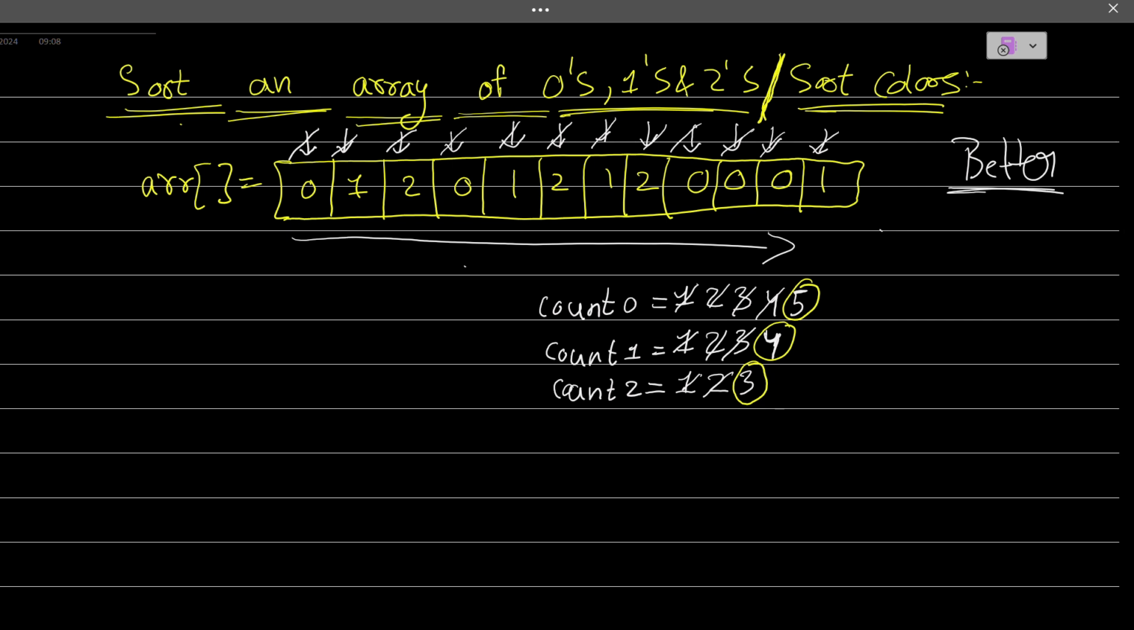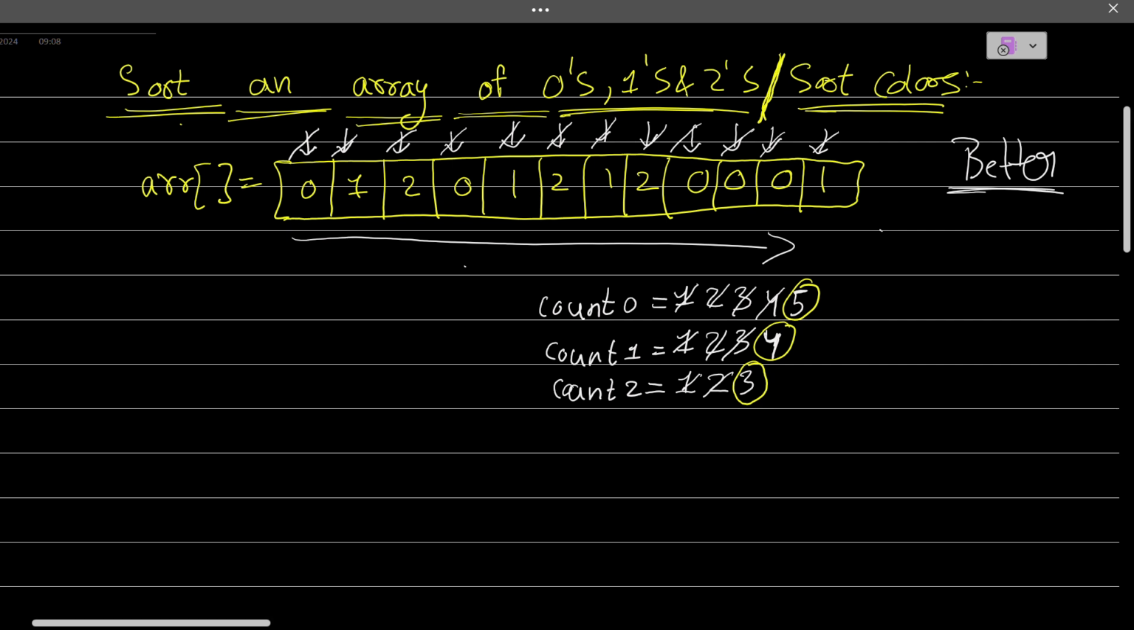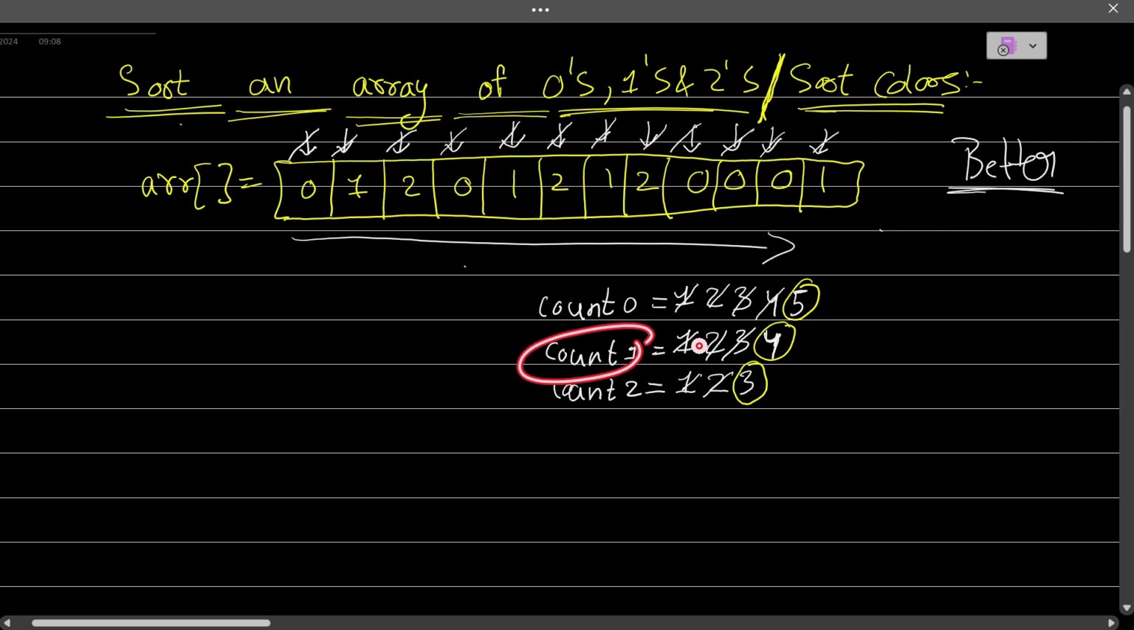So what I have done here is a single iteration over the array. Whenever a 0 comes, I'll increase the 0 counter by 1. Whenever a 1 comes, I'll increase counter 1 by 1. Whenever a 2 comes, I'll increase counter 2 by 1.